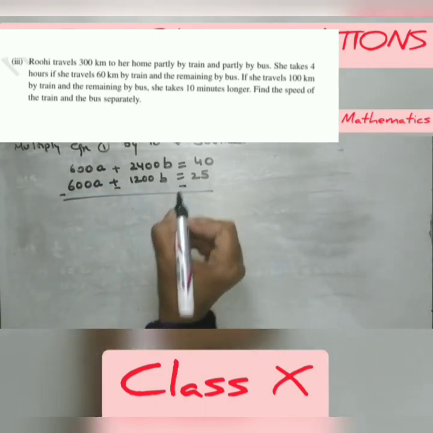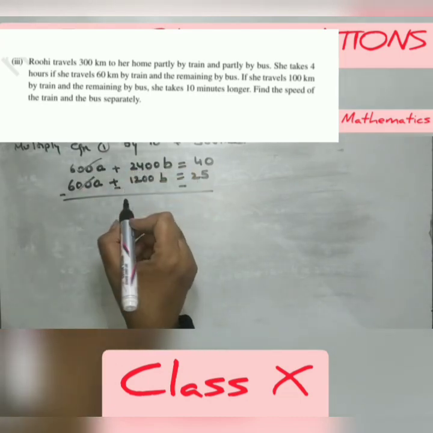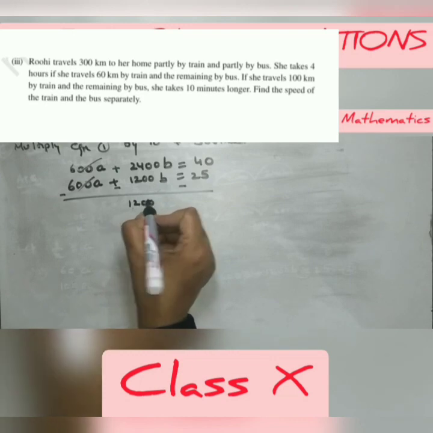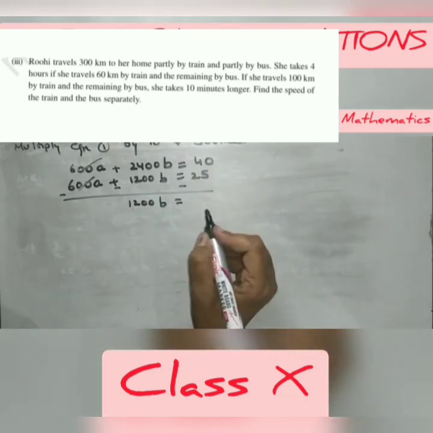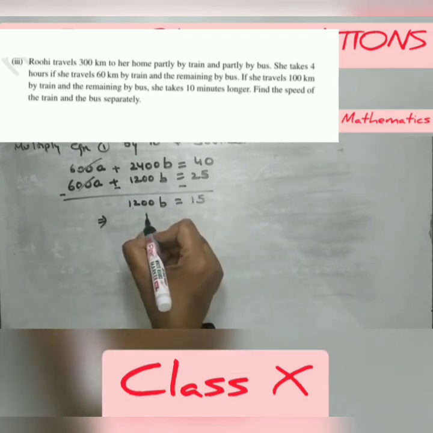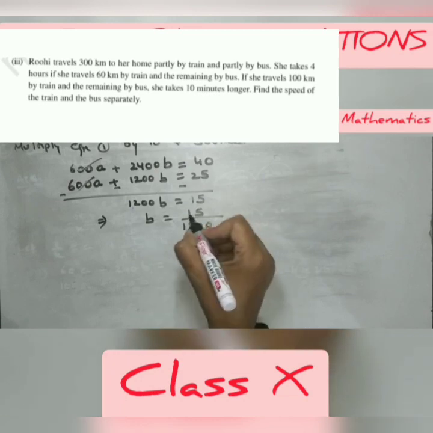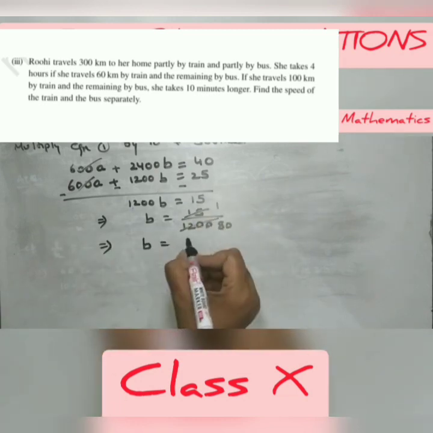Subtract these two equations. Minus, minus, minus. Change the sign. 600 cancels 600. If you subtract 2400 and 1200, you will get 1200b. And 40 minus 25 gives you 15. So this implies b is equal to 15 upon 1200, which implies b is equal to 1 upon 80.